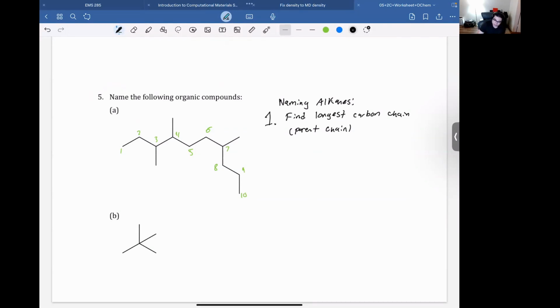Now, once you find the longest parent chain, you're going to name it. And keep in mind, this is the end of the full name of the molecule. So for A, this is a chain of 10. This is going to be decane. That's what it's going to end with. Now we go ahead and name substituents.